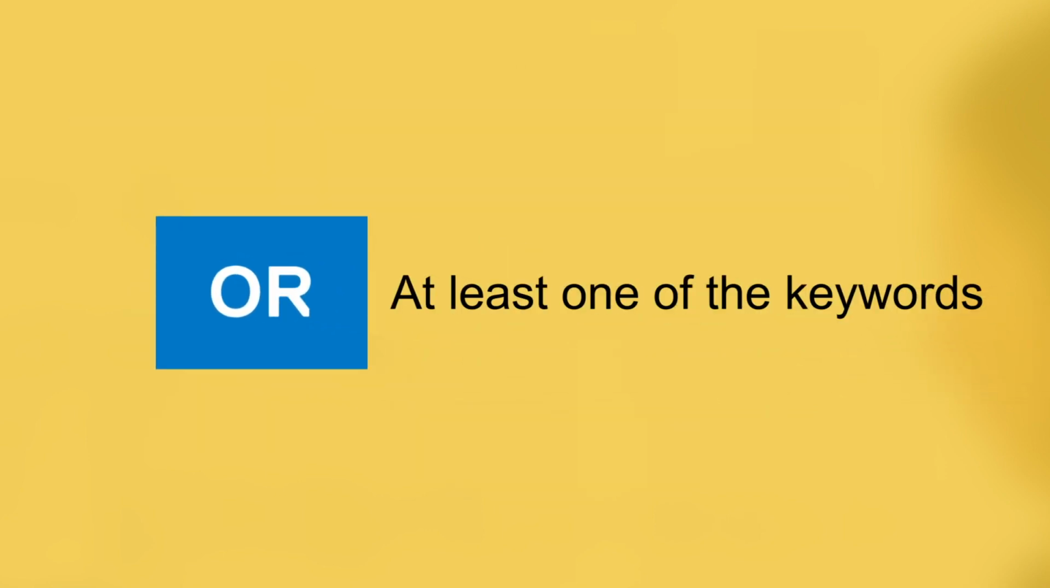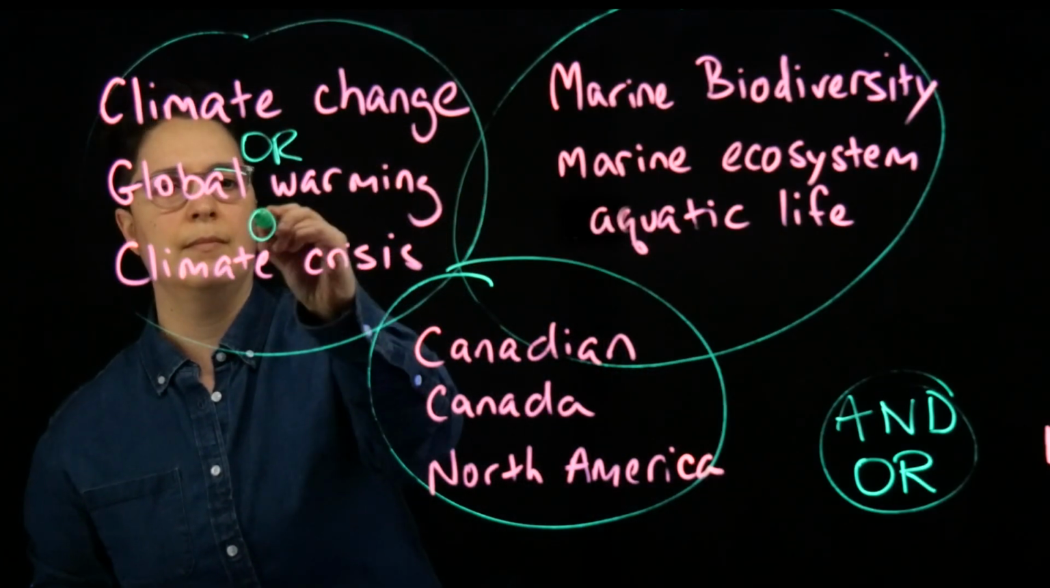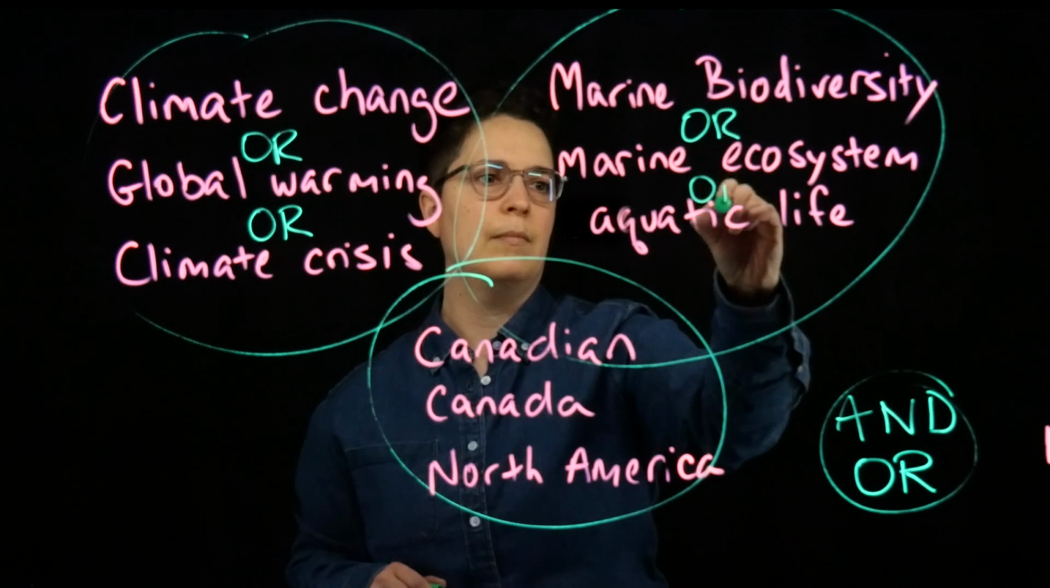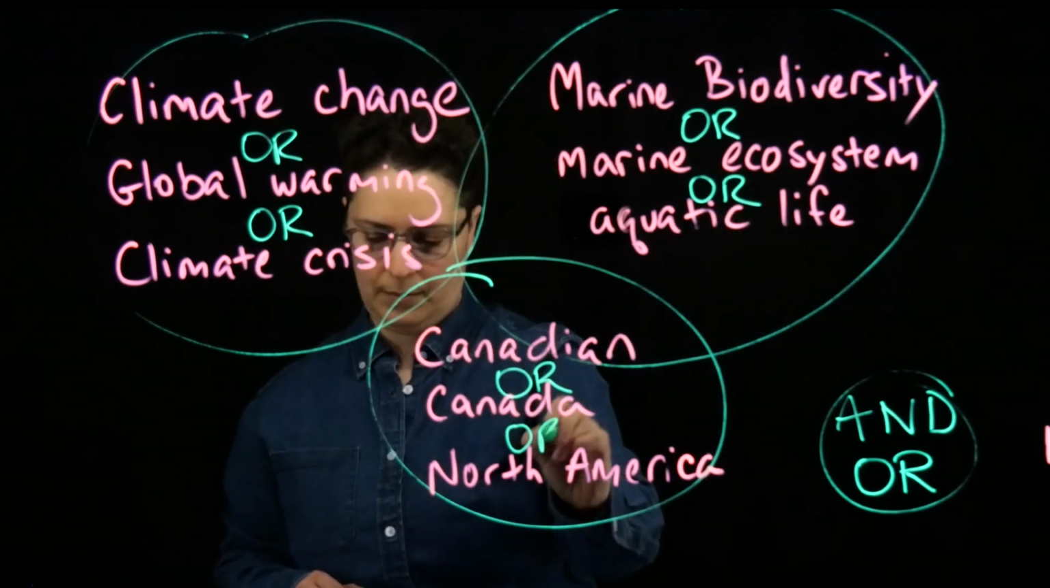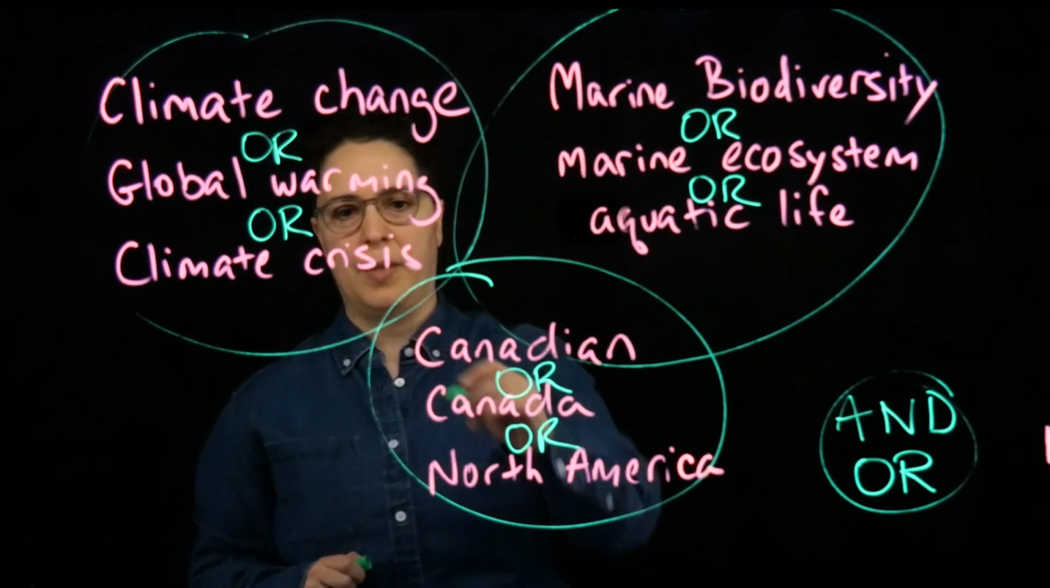Or will return resources that contain at least one of the keywords within each group of synonyms. You connect your synonyms with or. And will return resources that contain all of the keywords. You connect your concepts with and.